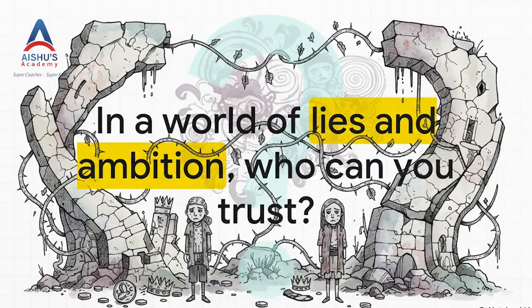And that really brings us to the core question of this entire play, doesn't it? In a world that's suddenly filled with lies and backstabbing, where the people you're supposed to count on are the ones trying to destroy you, who can you possibly trust? Who's left?